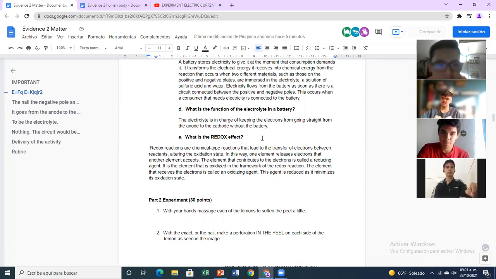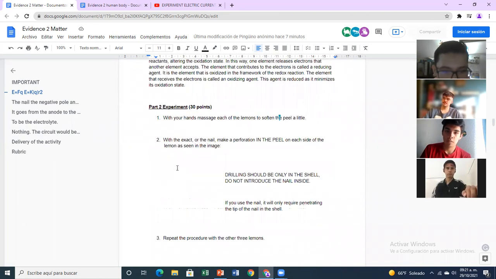Redox reactions are chemical reactions that lead to the transfer of electrons between the reactants, altering the oxidation state. In this way, one element releases electrons that another element accepts. The element that contributes the electrons is called a reducing agent; it is the element that is oxidized in the redox reaction. The element that receives the electrons is called an oxidizing agent, and it is reduced as it minimizes its oxidation state.